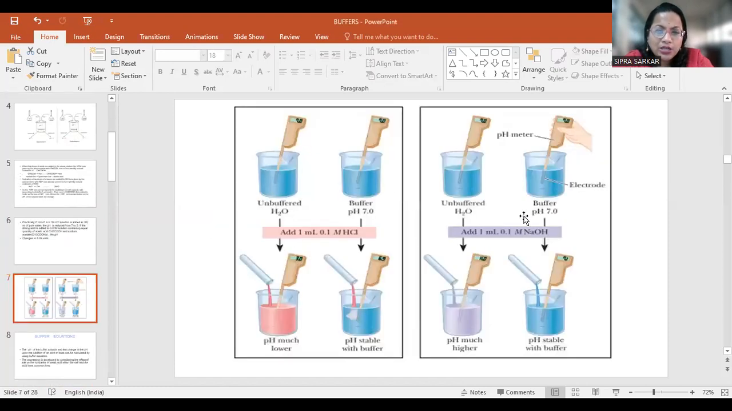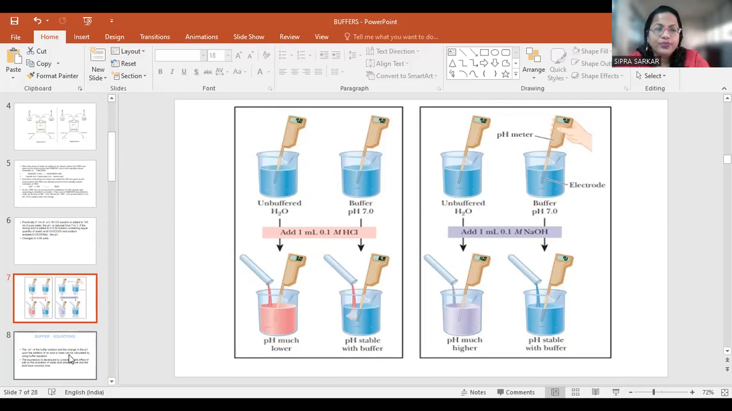Again, we are seeing a pictorial demonstration which is very beautiful and easy. So this is unbuffered water and this is buffered water, and the pH is about 7. If we add 1 ml of 0.1 normal HCl, the pH becomes much lower and it becomes acidic. But the buffer keeps the pH stable. Again, with unbuffered water and buffered pH 7.0 solution, if we add 1 ml of 0.1 base, the pH becomes higher, which means the solution will be basic, but the buffer will have no change.